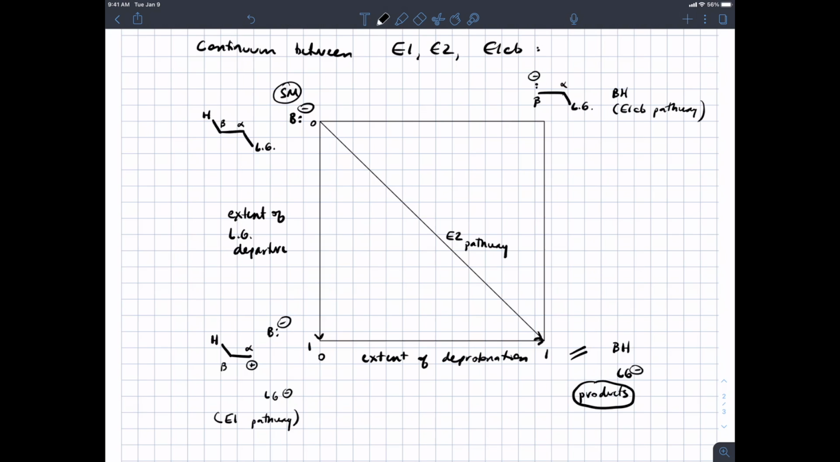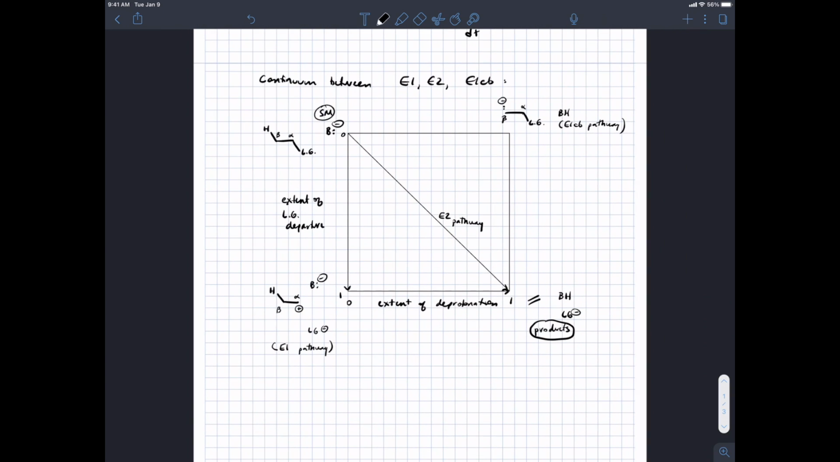All right, so let's try to think about how various changes might influence the transition state of this reaction. And let's suppose for the E2 pathway, our transition state originally is right about here, okay? So that would be roughly 50% deprotonated and something like 50% leaving group departure in the transition state, which seems decently reasonable for an E2 reaction.